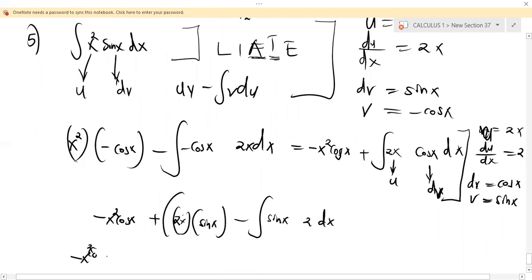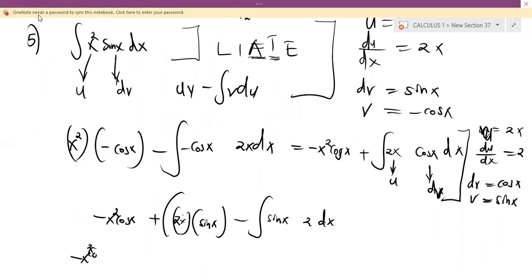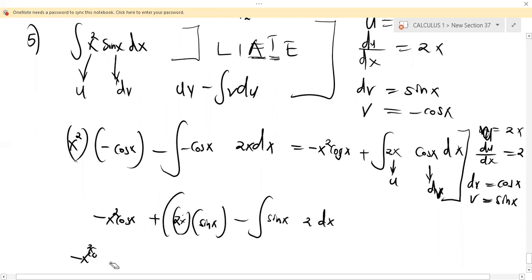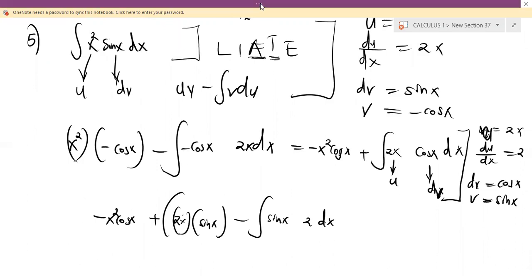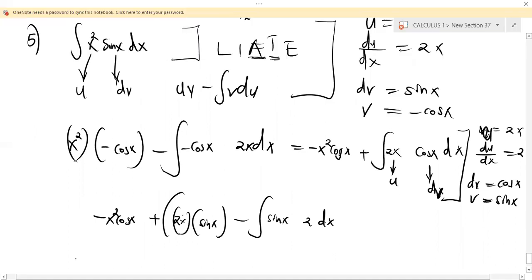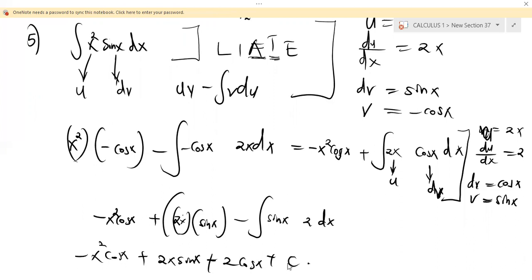minus x squared cos x plus 2x sin x minus, I can take the 2 outside, and then the integral of sin x is minus cos x. So minus minus will give me a plus cos x plus c. So that's how we go about that particular question.